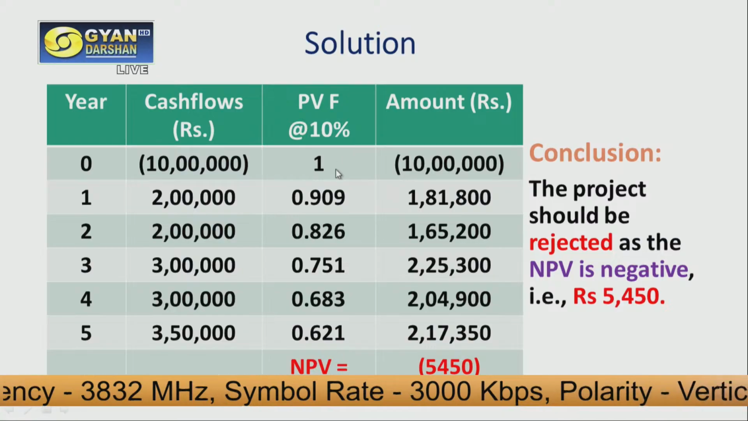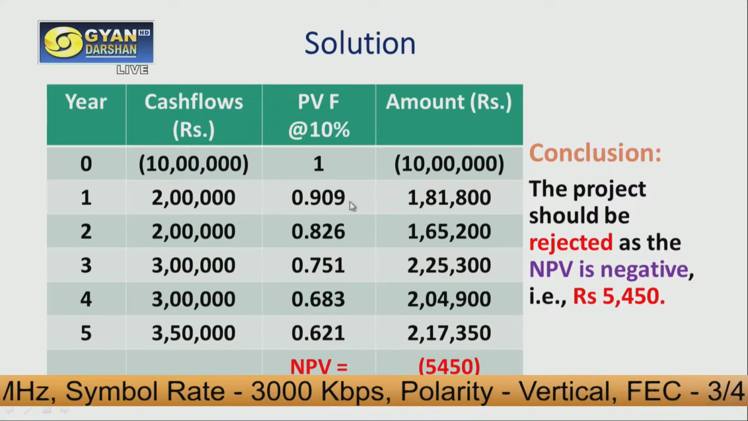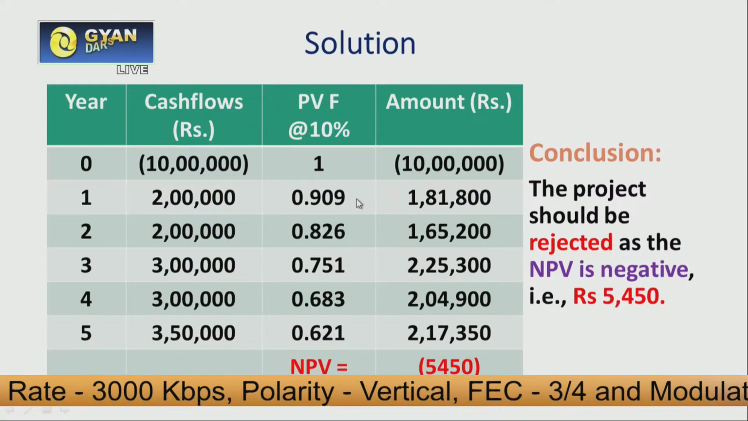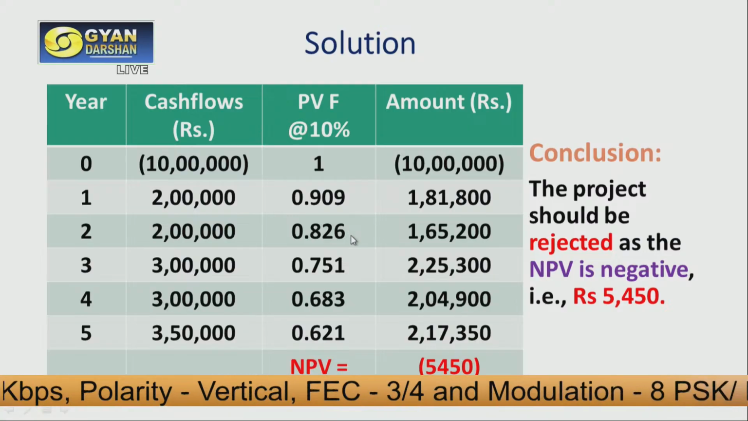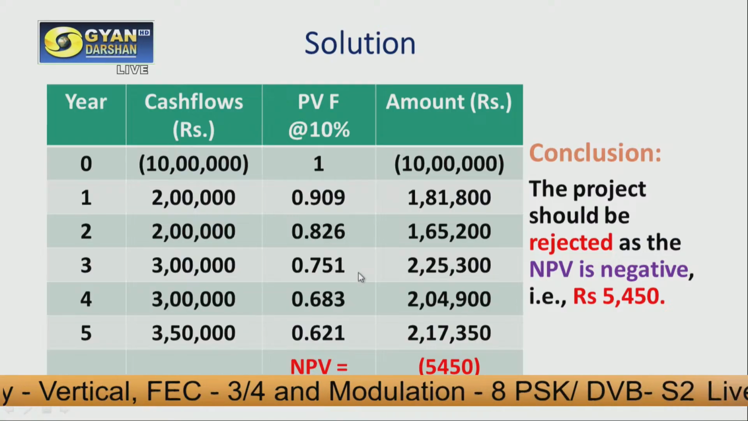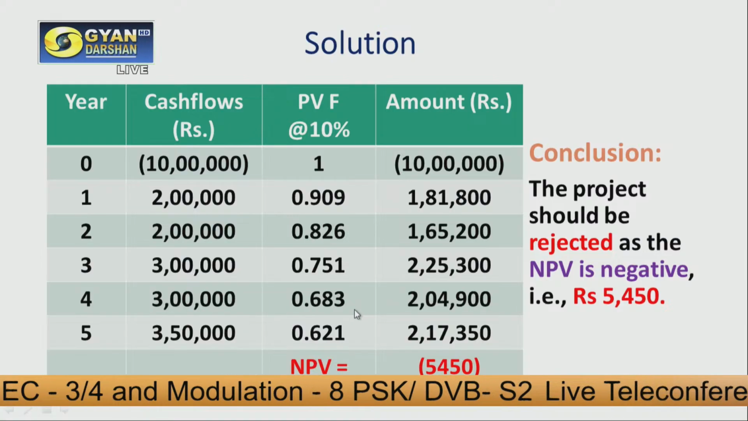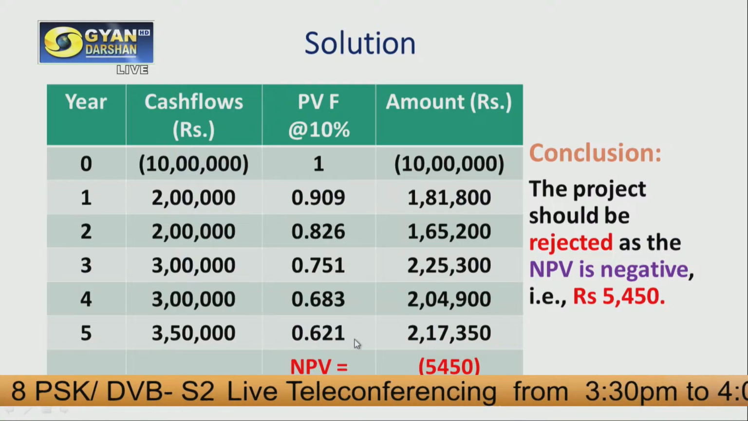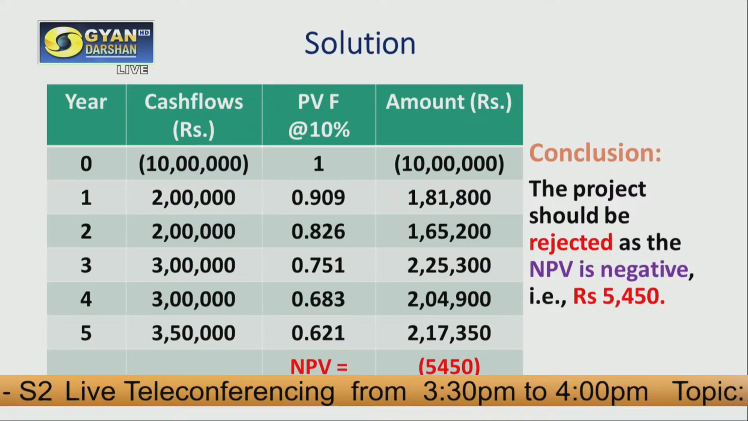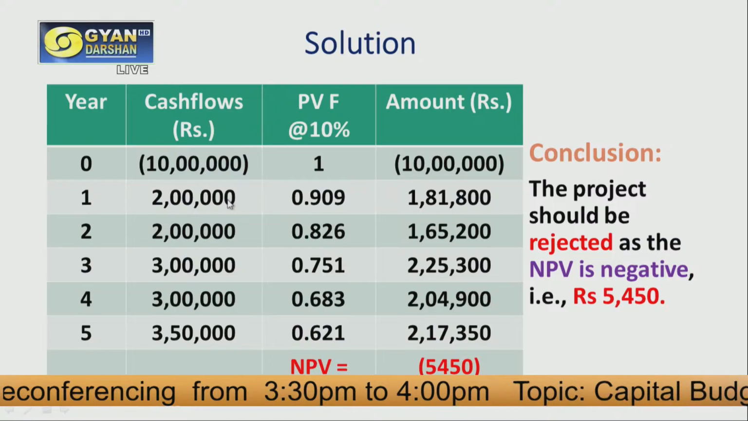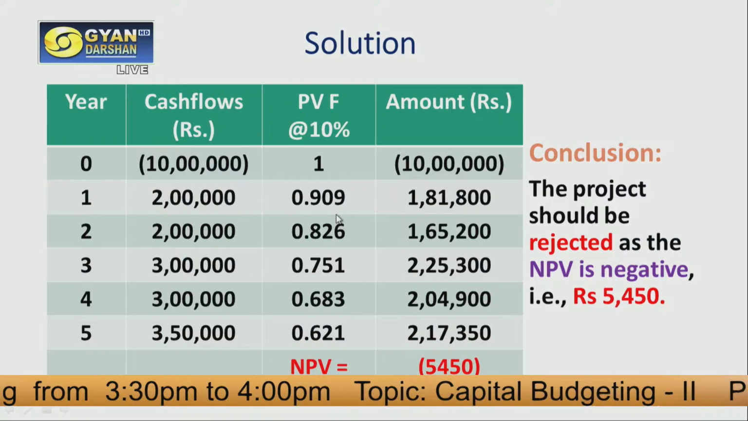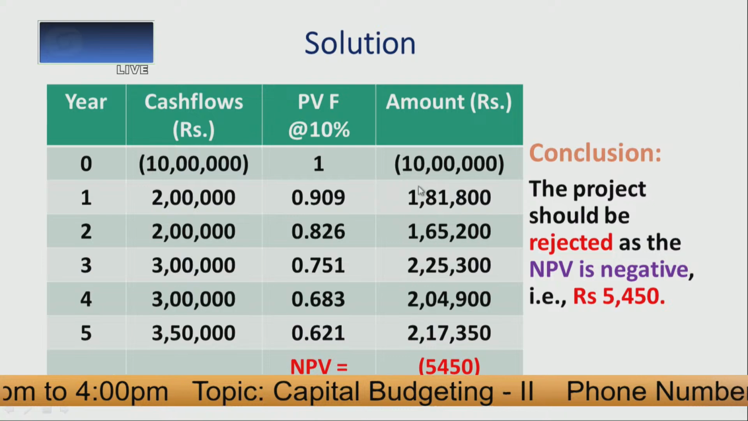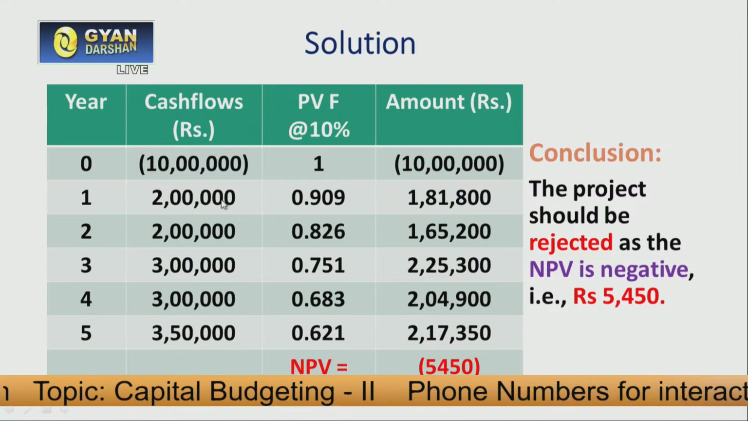Okay, so at year 0 the value is 1, for the first year the value is 0.909, for the second year it's 0.826, for the third year it's 0.751, for the fourth year it's 0.683, and for the fifth year it is 0.621. These values are taken from the PVF table. We need to multiply these cash flows with the PVF, the factor, to get the present value of each individual cash flow.